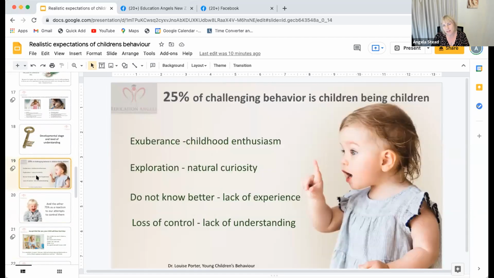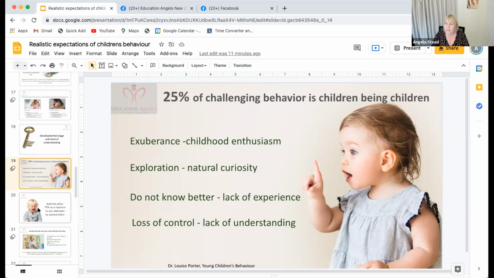So if 25% of behaviour is children being children, just imagine that and think about that for a moment. That means for that 25% of the behavioural challenges, you don't even have to worry about. Your child's not going to grow up being a bad person or doing bad things. It's just a normal part of childhood. So use it as a teachable moment and just don't stress about it. It's just what it's like having children around.